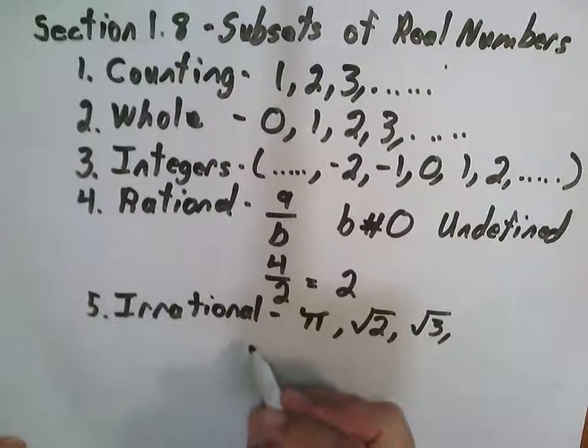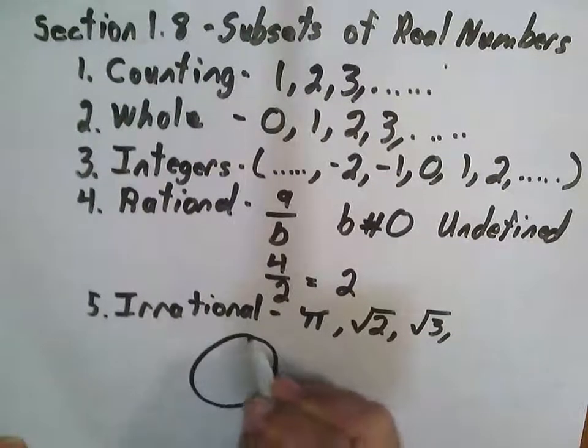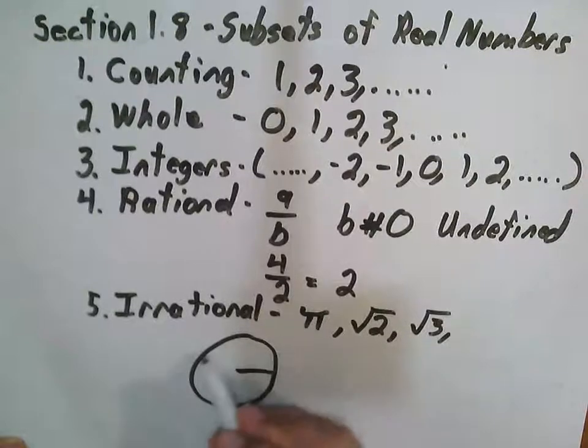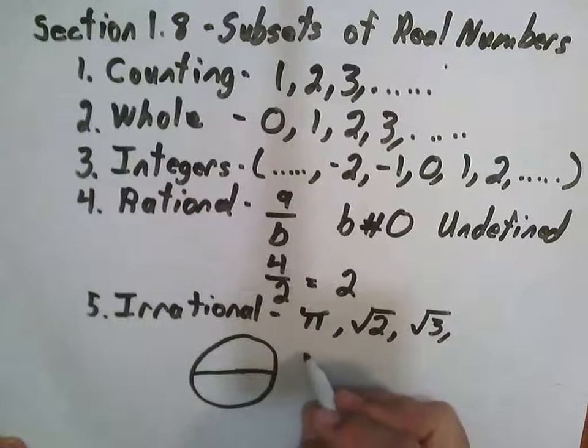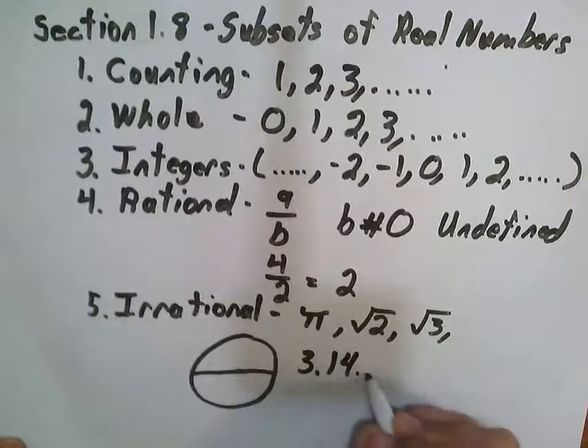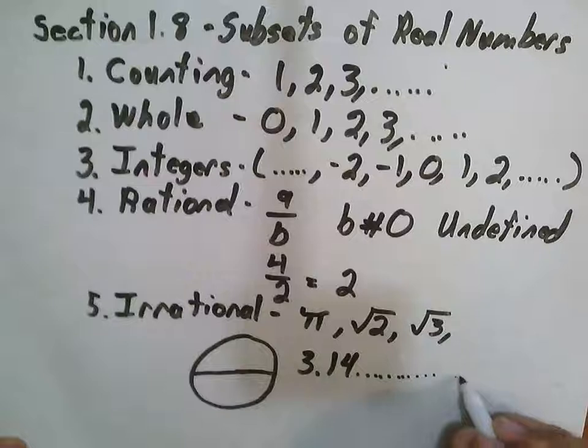Basically, pi represents the distance all the way around a circle. And that formula is 3.14, and then it goes on infinitely. So there's no end to these numbers.